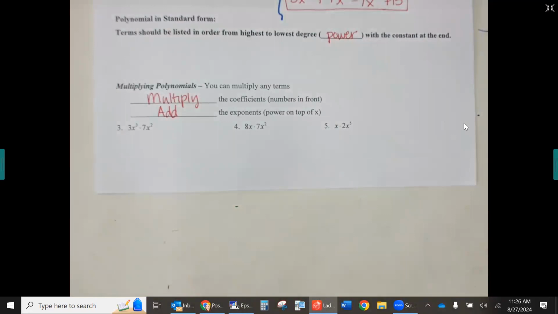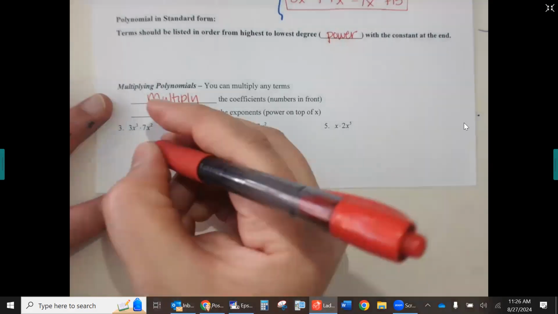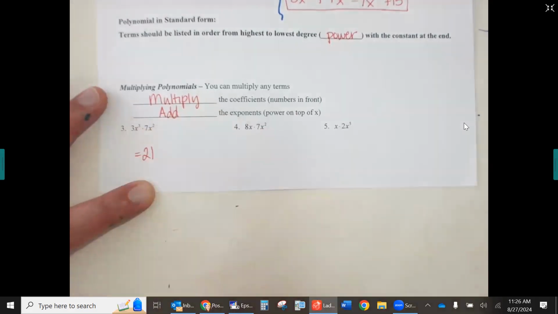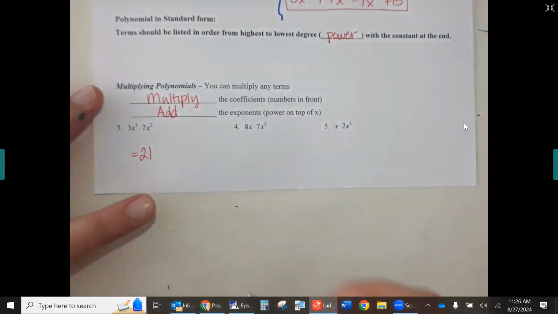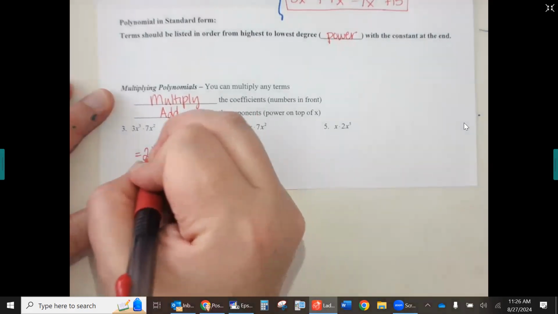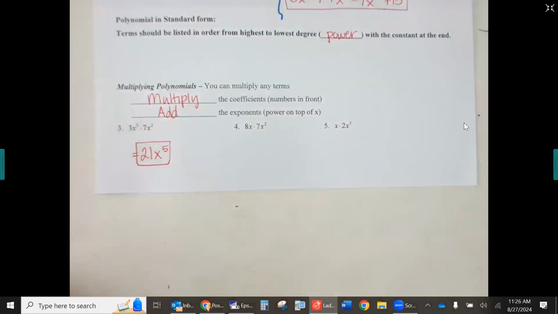So if you take a look at your first example, this is 3x3 times 7x2. It doesn't matter, they're not the same type, because I'm multiplying. What is 3 times 7? 21. 21 is correct. And then I'm gonna add the little numbers up top to see how many there are all together. I have 3 here, 2 more here, that'd be x to the 5. Very good. Yes, ma'am, that is correct.